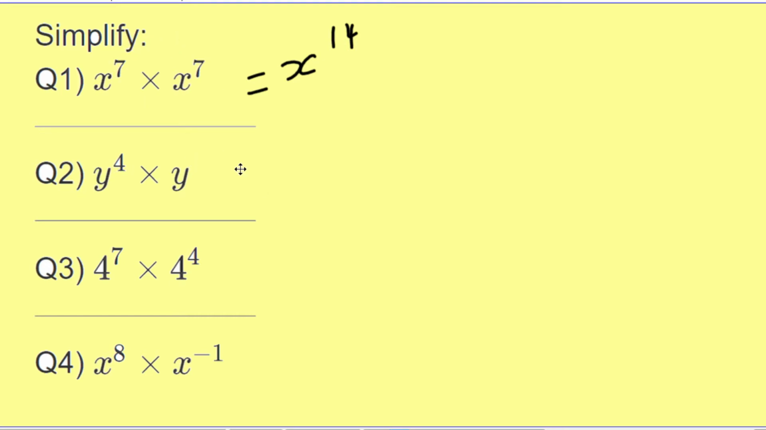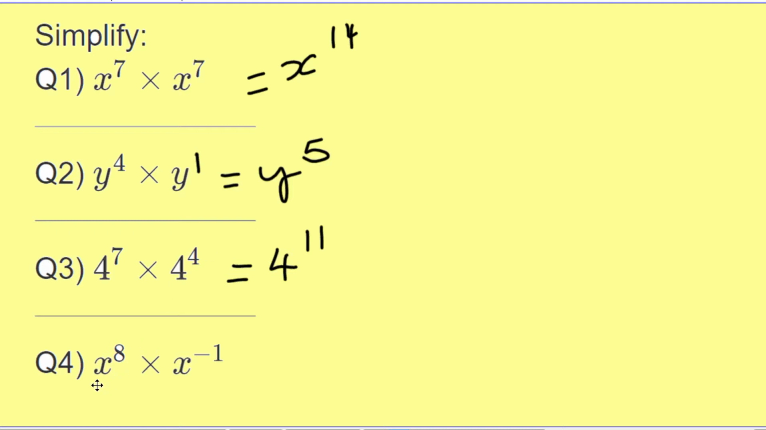So the next one, question 2, we're going to have y to the power of, well, we've got 4 here, and remember every number has an invisible 1 after it. So we're going to add those together, which is going to give me y to the power of 5. Here we've got 4 to the power of 4 and 4 to the power of 7. Multiply those together. It's going to stay as 4, because the number is already the same, we keep it the same. And we add these together, which is going to give me 4 to the power of 11.